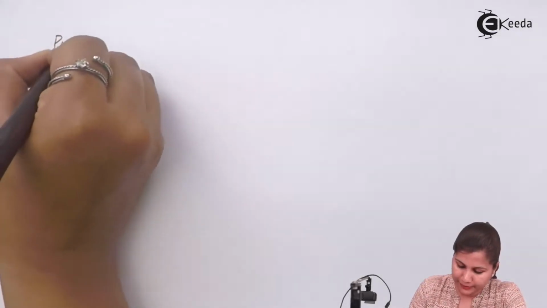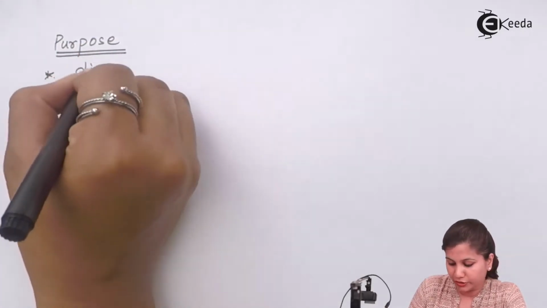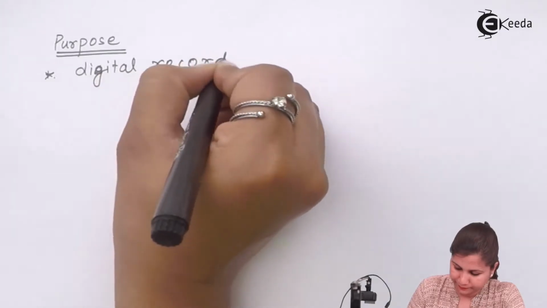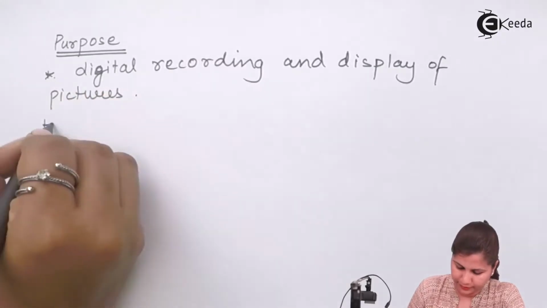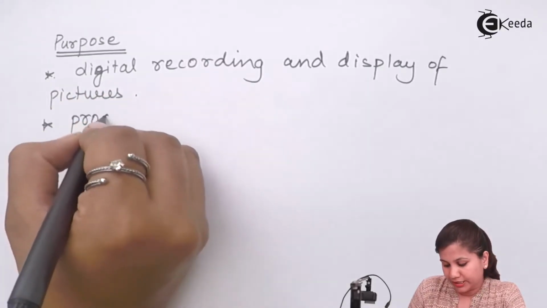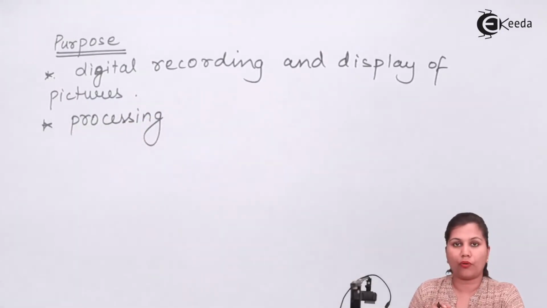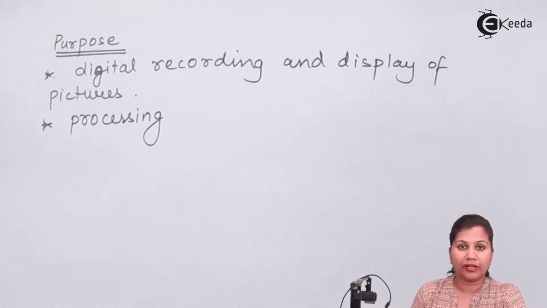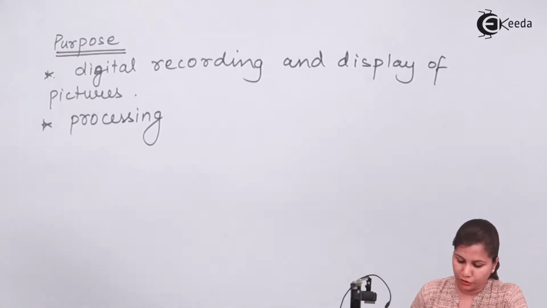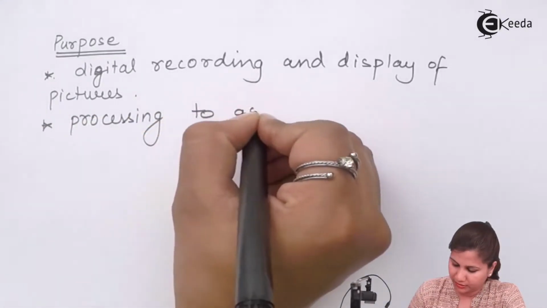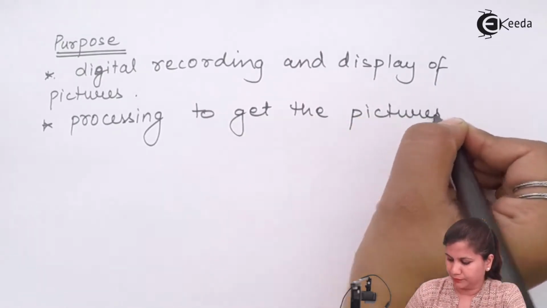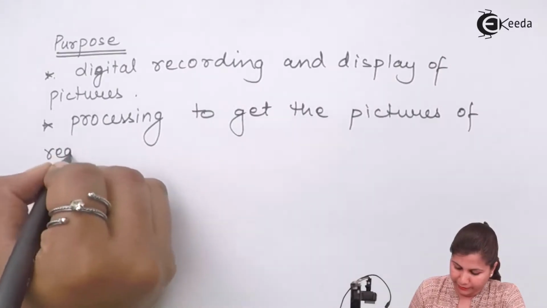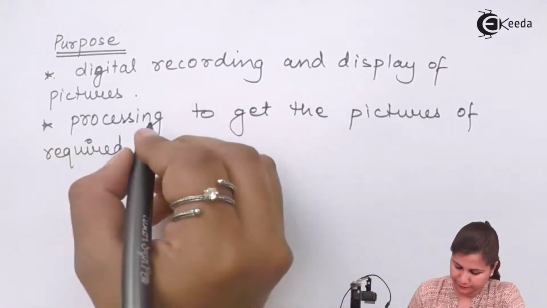Processing is done over the pictures to get the picture of the brightness which we want, and the contrast and the color which we want. So processing to get the pictures of required brightness, color and contrast.